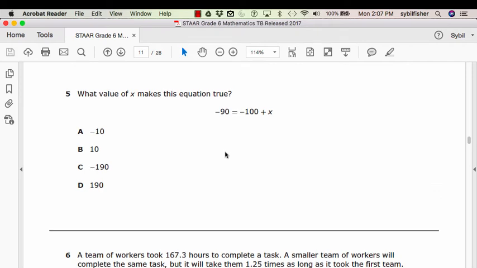Number 5. What value of x makes this equation true? -90 equals -100 plus x. A, -10. B, 10. C, -190. D, 190.